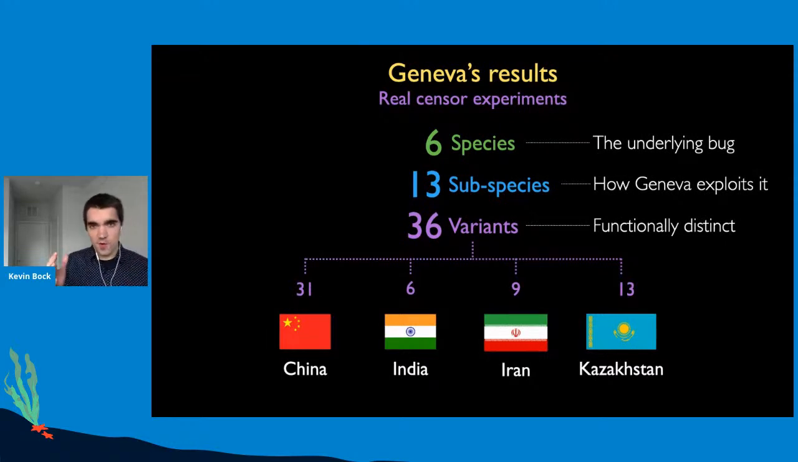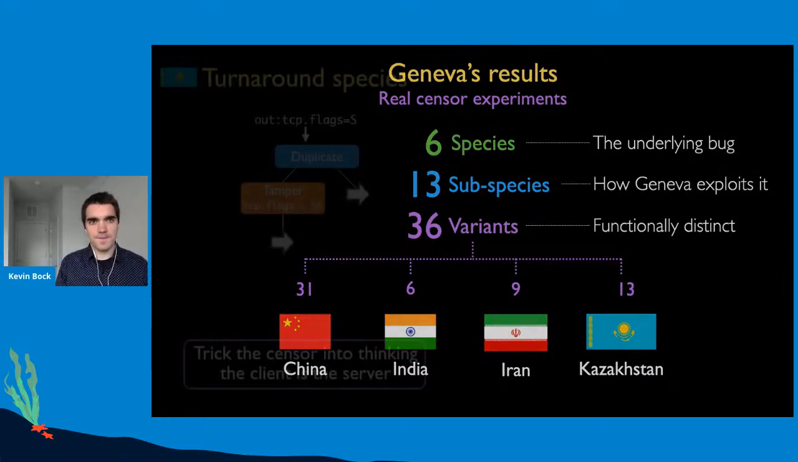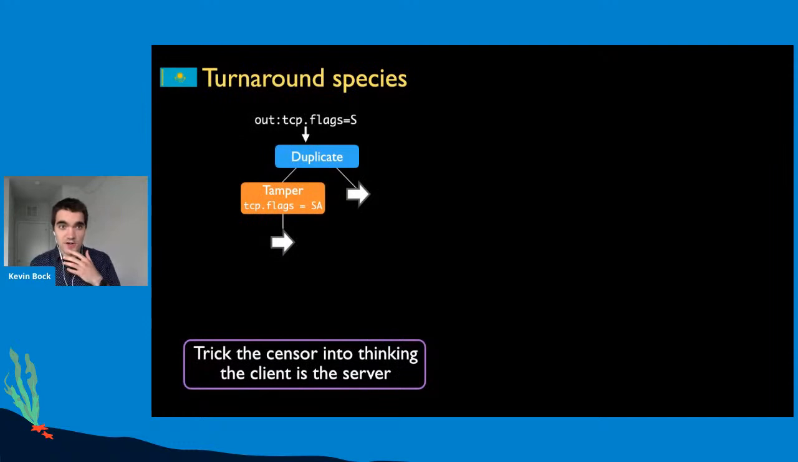So at this point, I'm going to walk through some of the client-side strategies we found specifically. Some of these can be kind of fun and interesting. The first thing I'll talk about is the turnaround species. This is something that is still functional today in Kazakhstan. This was originally identified by researchers several years ago in China, and China has since patched it. But today it still works in Kazakhstan.